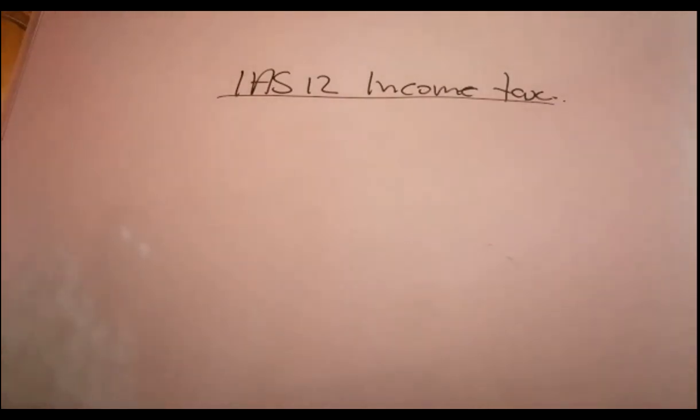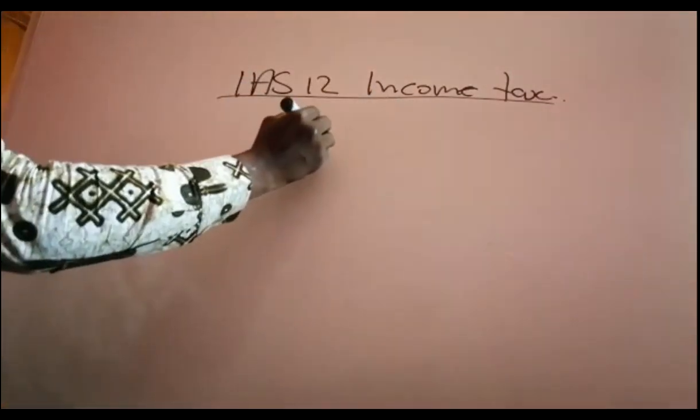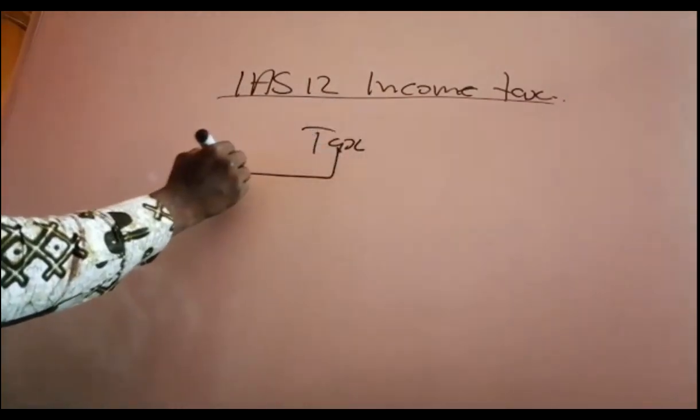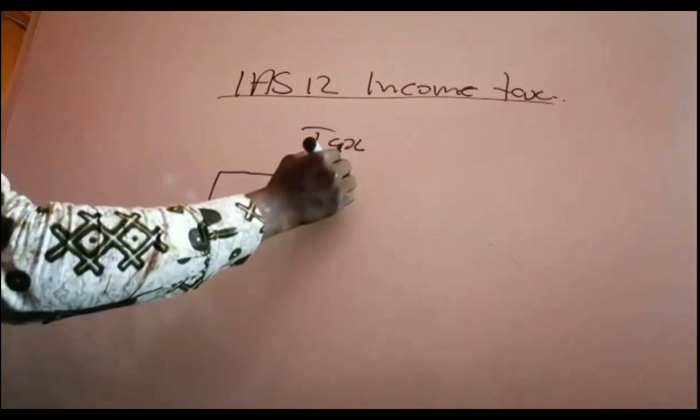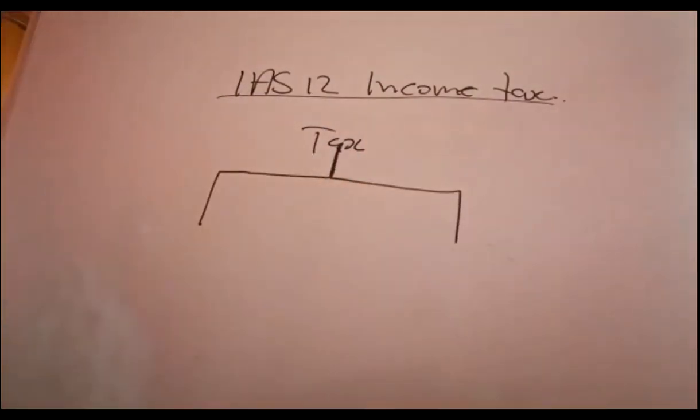Now with IAS 12, before I start with the income tax, I'll talk about two items. Just let's see. Tax. What is tax? In fact, there are two types of taxes. The tax lawyers or the students will tell you it is a compulsory payment made by the general public to the government, right?